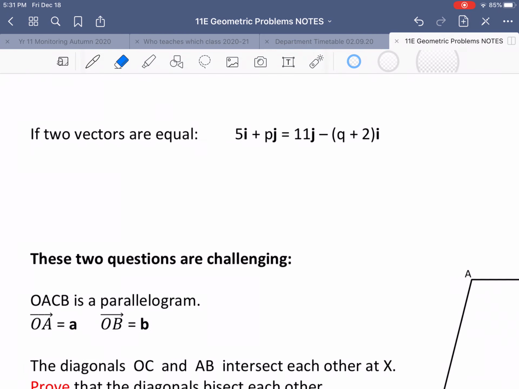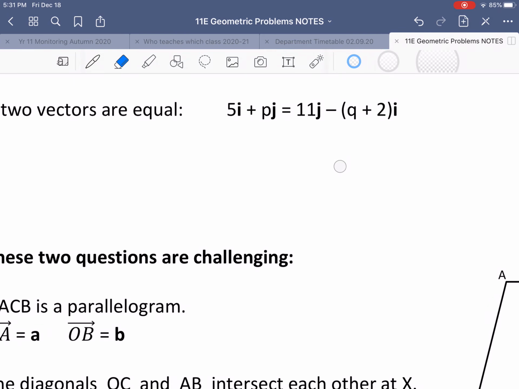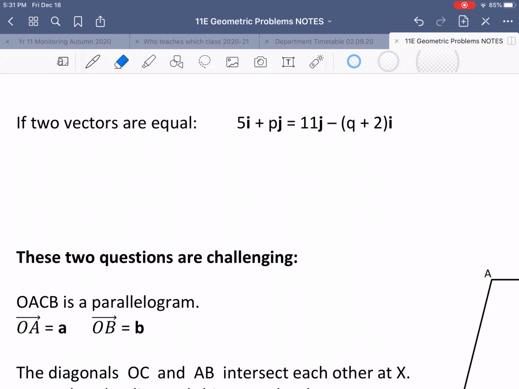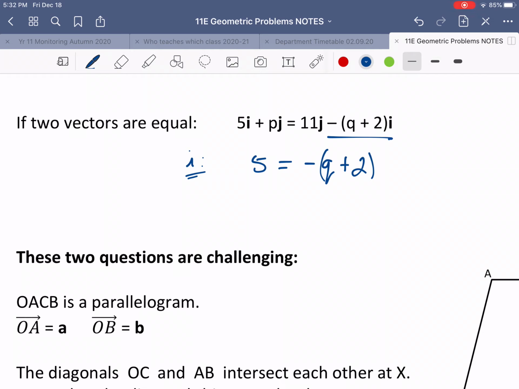Let's try it here with these two vectors which are equal. These two vectors are equal, and it's just in terms of i's and j's. So the same number of i's on the left must equal the same number of i's on the right, and the same number of j's on the left must equal the same number of j's on the right as well. So just looking at the i's, we just consider the i's for a moment. On the left we have 5 of them, and that has to be equal to the number of i's on the right. On the right we have negative q plus 2 of them, so that has to be true.